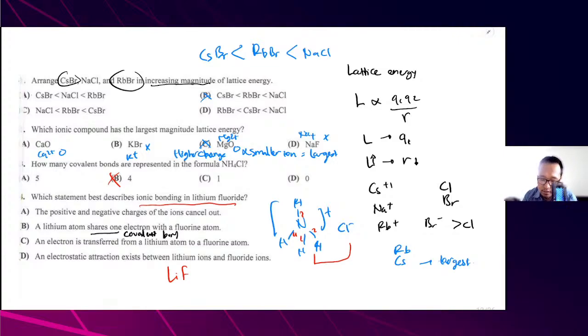Okay, so option C, an electron is transferred from the lithium atom to the fluorine atom. Electron transfer is how the ions are created, not the bond in itself. The last one, the attraction between ions is the ionic bond. Yes, that's true, because the ionic bond is the strong electrostatic attraction between positive and negative ions after one atom transfers an electron to another. So the answer will be D.